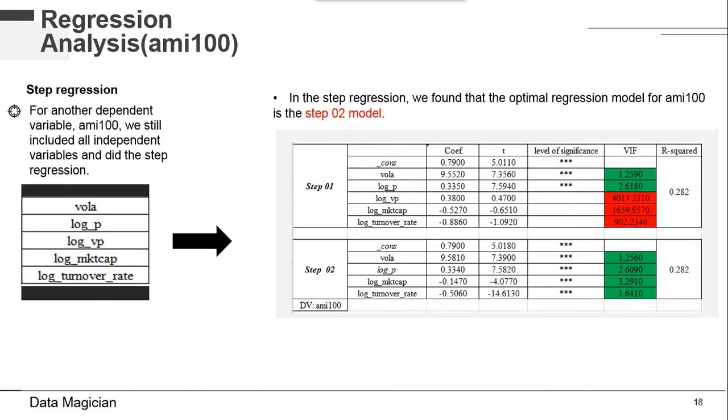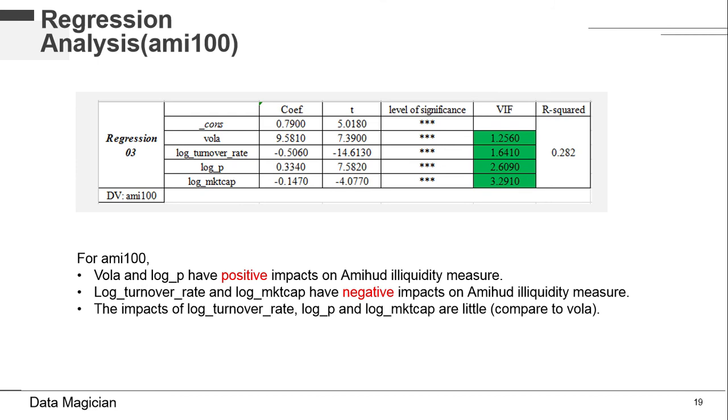Here comes the regression analysis of Army 100, and we still included all independent variables and did the step regression. And we found that the optimal regression model for Army 100 is the step 02 model because there is no serious multicollinearity and all independent variables are significant. For the results, we could see vola and log P have positive impacts on this dependent variable, and log turnover rate and log market cap have negative impacts. The impacts of log turnover rate, log P, and log market cap are little compared to vola.